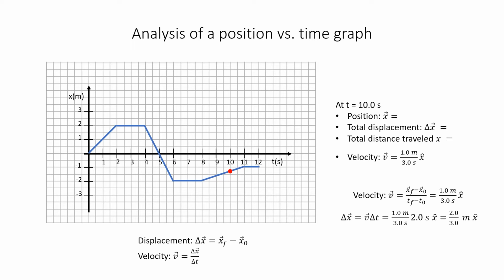Let's start by finding a velocity in the increment between 8 seconds and 11 seconds because our velocity is constant there. So if the velocity is the rise over the run, x final minus x0 over t final minus t0, x final minus x0 is -1 minus -2, or 1, and t final minus t0 is 3. So 1/3 meter per second is our velocity over that increment.